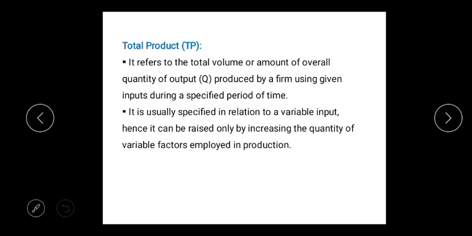Firstly, let us discuss what is total product. Students, total product refers to the total volume or amount of overall quantity of output produced by a firm using given inputs during a specified period of time. Total product is usually specified in relation to a variable input, that is the type of input which varies or changes with a change in the level of output. Hence, total product can be raised only by increasing the quantity of variable factors employed in production.